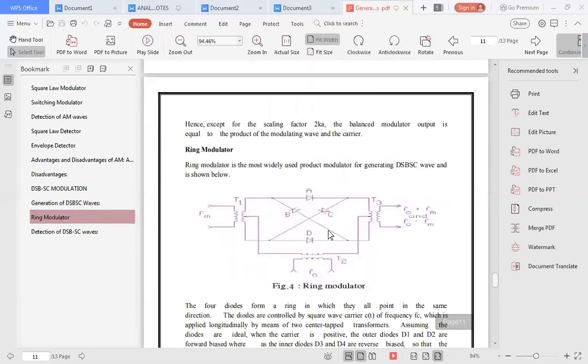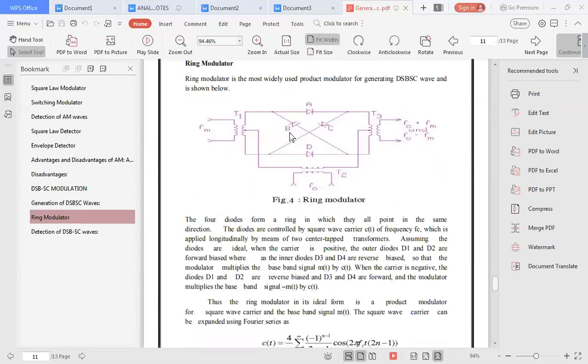Now another very important type of generation is the ring modulator. It is like a ring. Here, four diodes form a ring, all pointing in the same direction. The diodes are controlled by a square wave c(t) of frequency fc. c(t) means the carrier waveform, which is applied longitudinally by means of a center tap transformer.